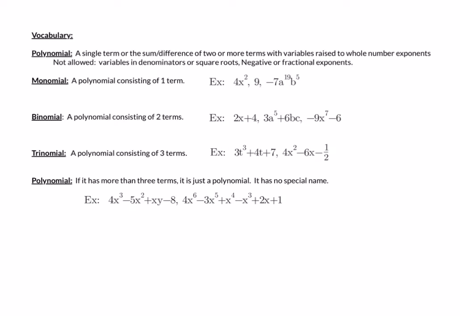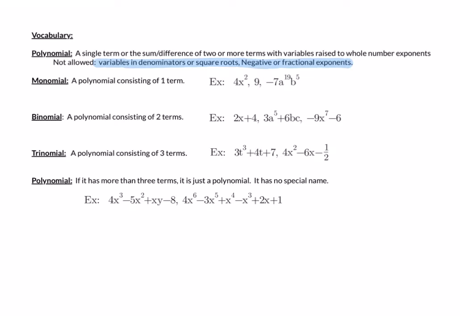So a polynomial is a single term or the sum or difference of two or more terms with variables raised to whole number exponents. So what is not allowed? You are not allowed to have variables in the denominators or square roots. And you are not allowed to have negative or fractional exponents. These will be different types of things, but they are not polynomials. Polynomials are the nicest things that we work with beyond linear equations, and technically a linear equation is a polynomial.